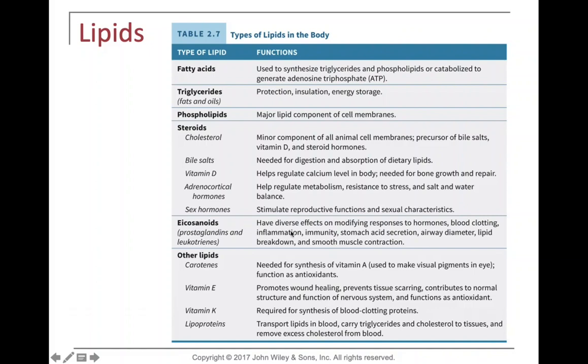Eicosanoids we'll go over. Eicosanoids are very important in terms of inflammation and blood clotting and producing stomach acids and temperature within your body. So we'll talk about eicosanoids such as prostaglandins and leukotrienes. I have a good visual on that.